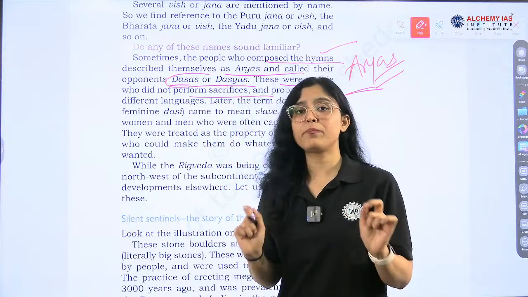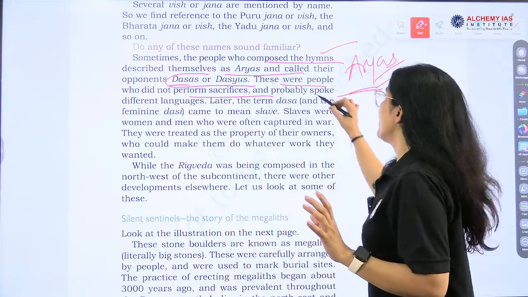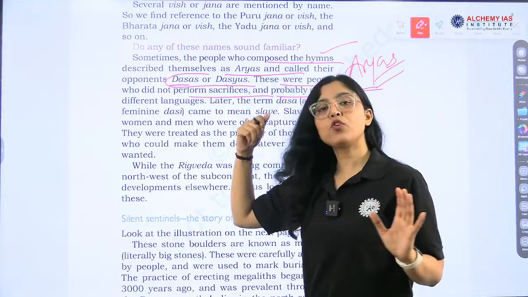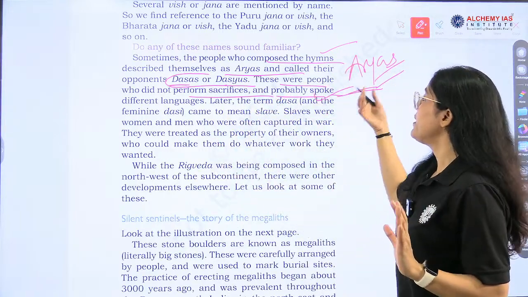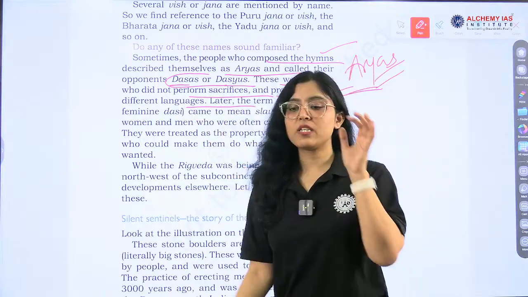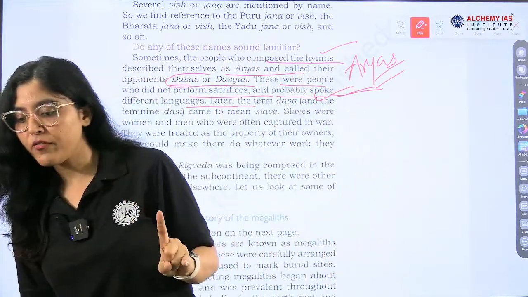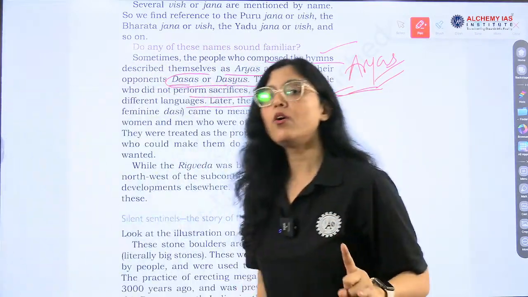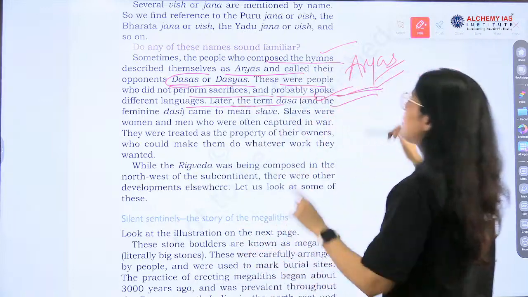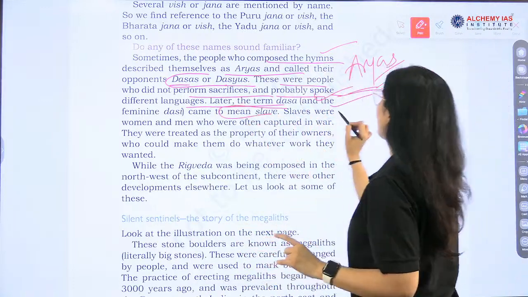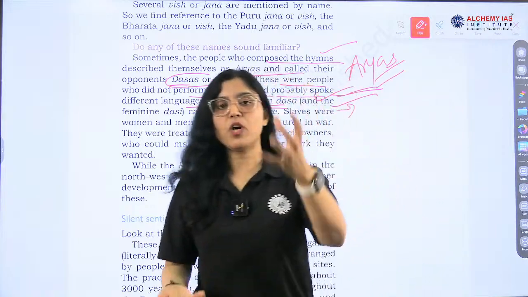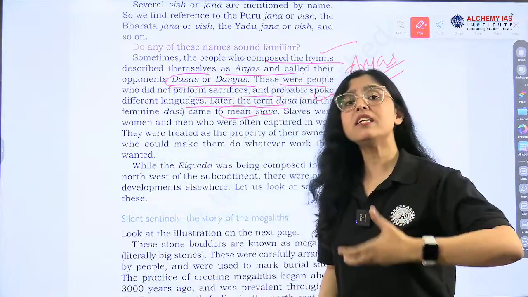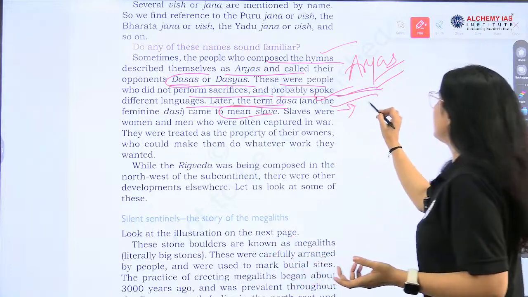These are very simple statements, and then functions have been given. So we have to give attention to it. They probably spoke different languages. The language is also different, okay. Later the term Dasa came to mean slave. Now we know Das, the word Das means what? It is referred to as for the slaves.